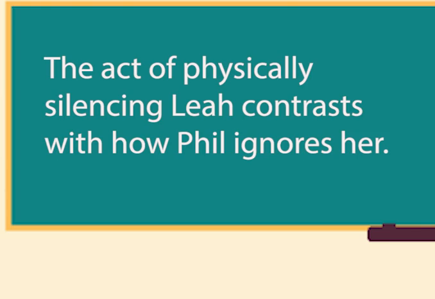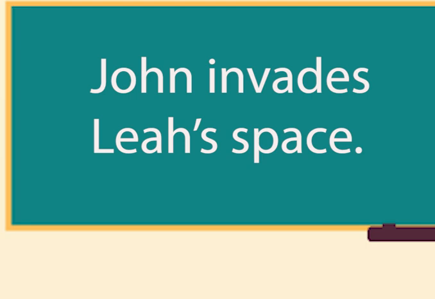Curiously, when Leah approaches John, he treats her with apparent contempt. But rather than seemingly ignoring her with silence like Phil does, he instead physically silences her by putting his finger on her lips. John has no right to do this. Although subtle, he is invading Leah's personal space in a form of what can only be considered an assault.